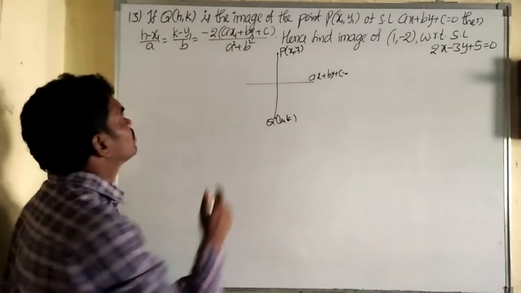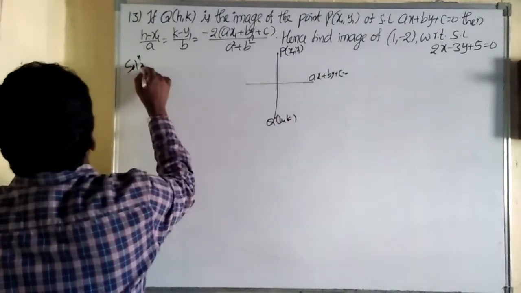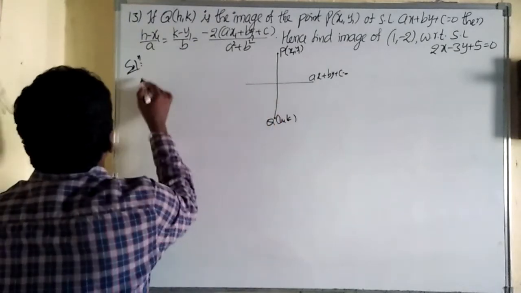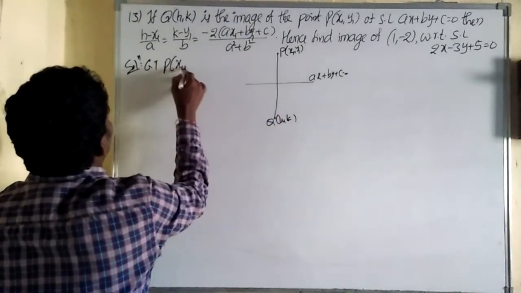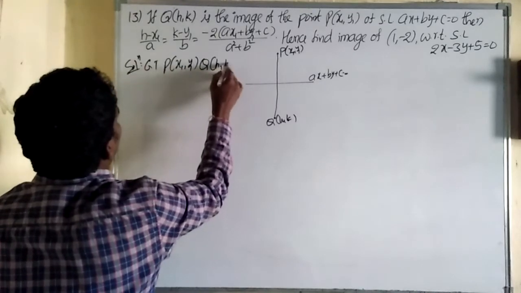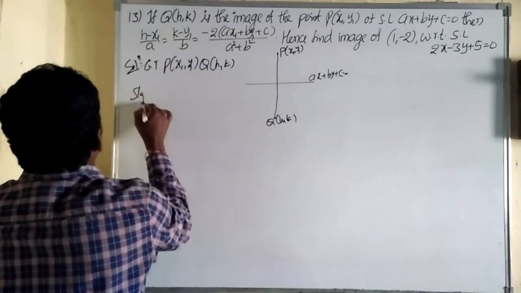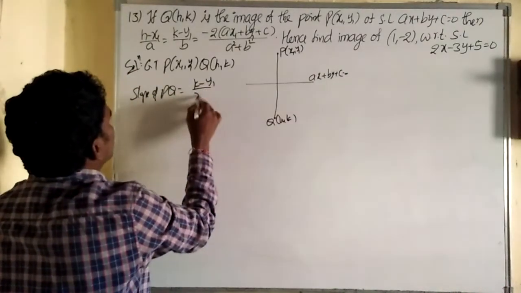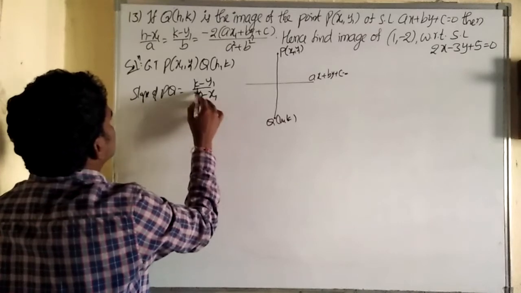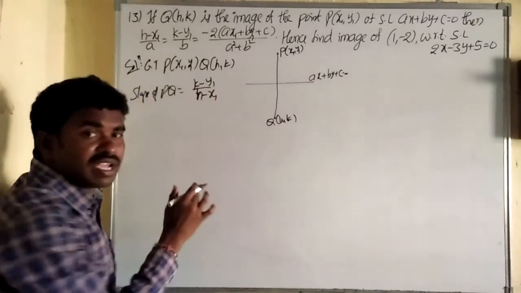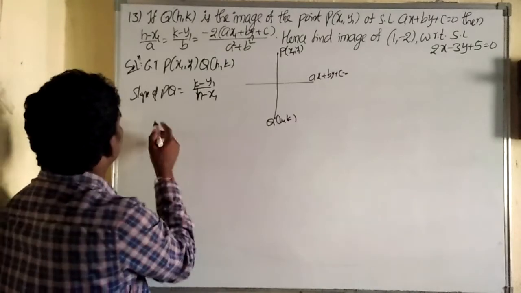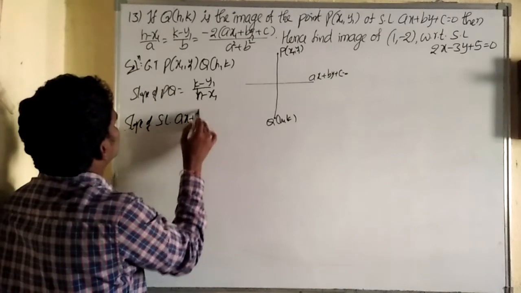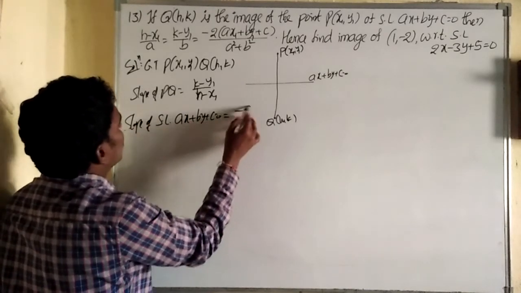Then let us see. First of all, same process. PQ is perpendicular to the line. Am I right? PQ is perpendicular to the line. So given that P is (x1, y1) and Q is (h, k). What is the slope of PQ? (y2 minus y1) by (x2 minus x1), so (k minus y1) by (h minus x1). Same few steps as usual, as in the 12th question. Next, the slope of the straight line: what is the slope of ax plus by plus c equal to 0? It is minus a by b.